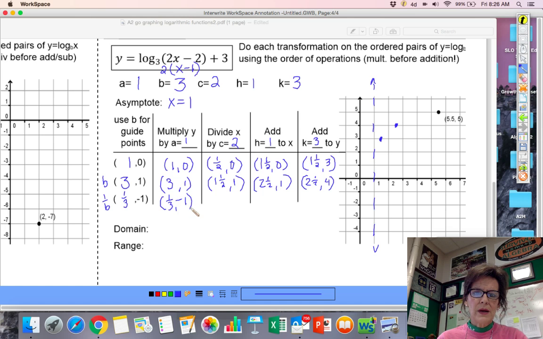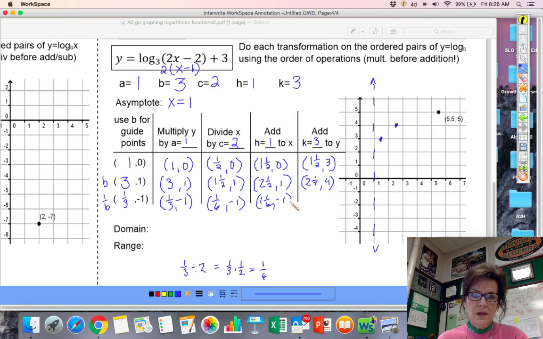Multiplying -1 by 1, of course, does not change it. Dividing 1/3 by 2. Remember, dividing is multiplying by the reciprocal, so we can come down here and visually remember: 1/3 divided by 2 is 1/3 times 1/2, which is 1/6. All right, so 1/6 and -1. Then let's add 1 to 1/6, and we get 7/6, or 1 1/6.